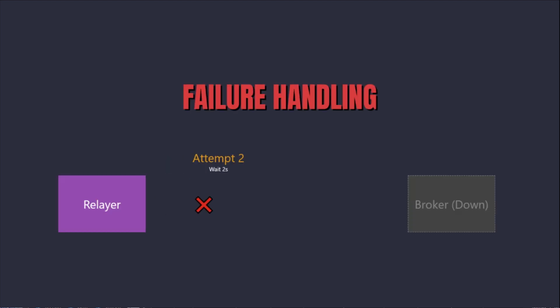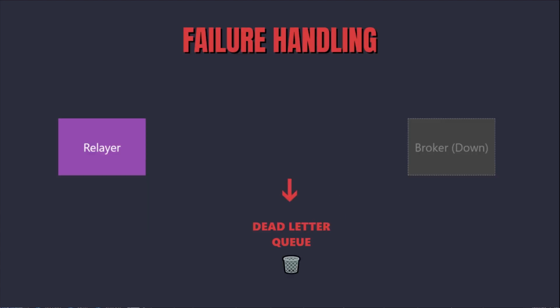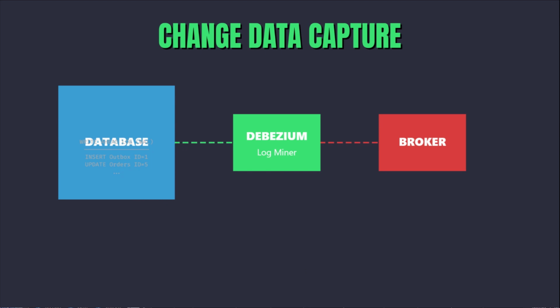If the relayer fails to publish an event due to broker unavailability or network errors, it must implement an exponential backoff strategy before retrying. This prevents overwhelming the broker during transient outages. After a predefined number of failed attempts, typically 5 to 10, the event status should be updated to failed. These failed events must then be routed to a dead letter queue topic. This mechanism prevents a single problematic event from indefinitely blocking the processing of subsequent events in the outbox table, maintaining flow.